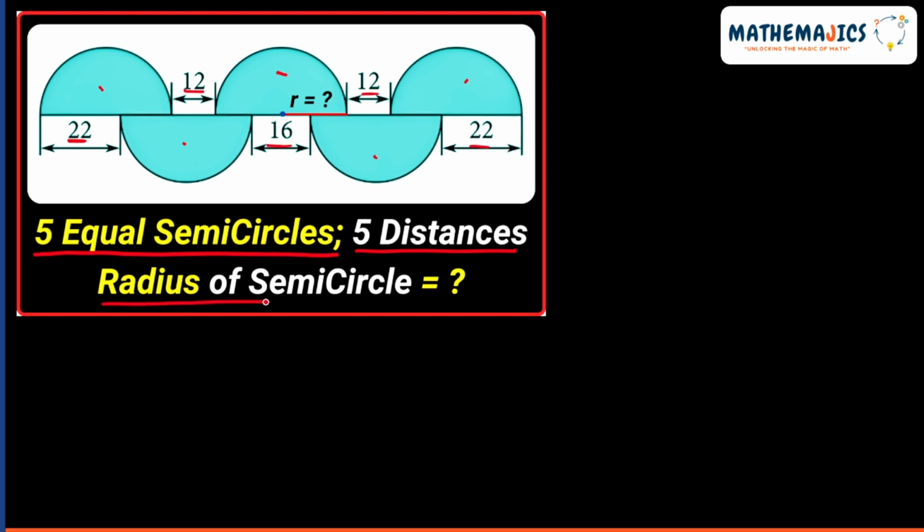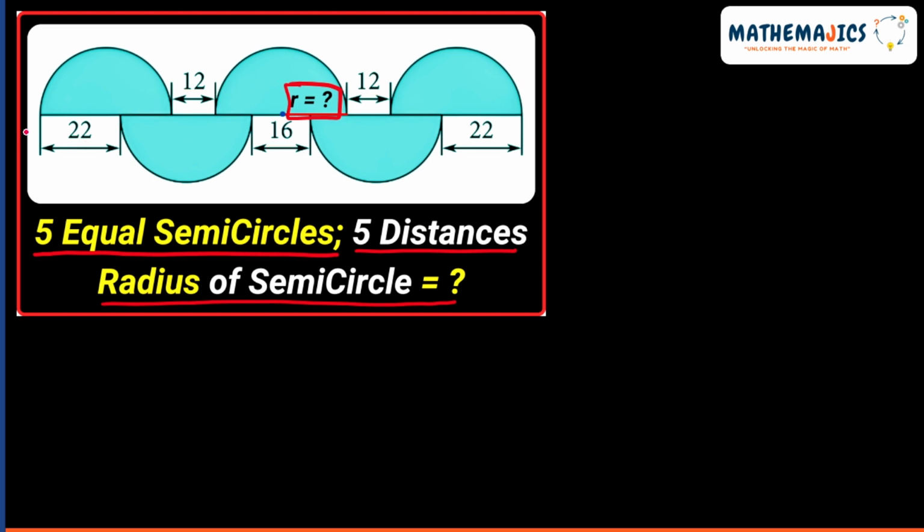We need to find out the radius of the semicircle. This R, that is the radius of the semicircle, we need to find out. Now, please understand this R will be the same for all the semicircles because these are equal semicircles. So let's start with the question.